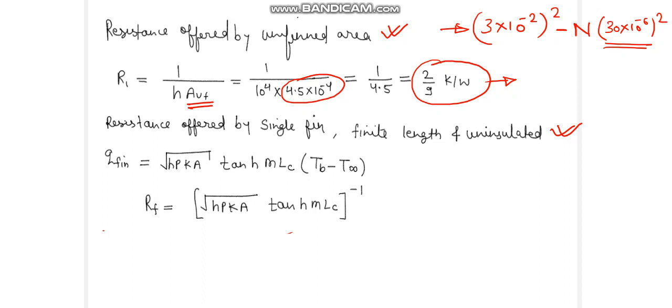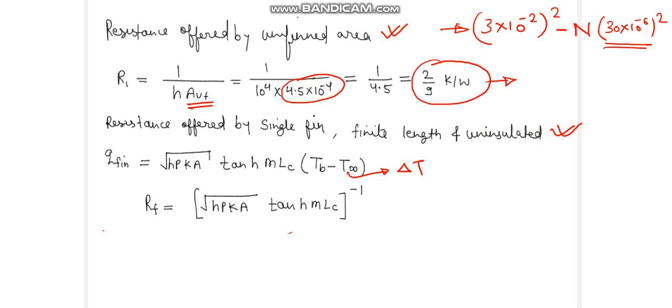Now the resistance offered by the finned area can be calculated by this method. We know Q fin equals square root of hPkA times tanh(mLc) times delta T. Why are we taking mLc, the corrected length? Because this fin is of finite length, equal to L, with an uninsulated tip. So we are using this formula here.